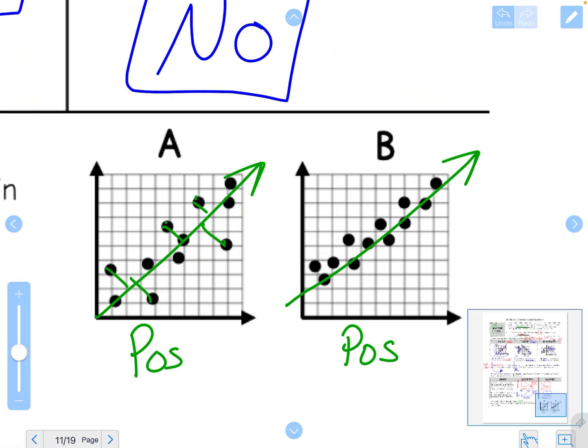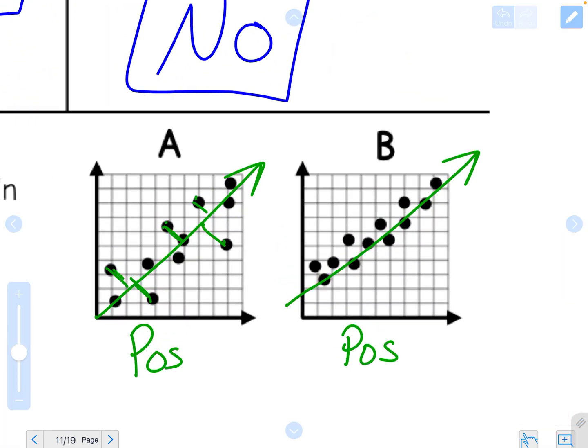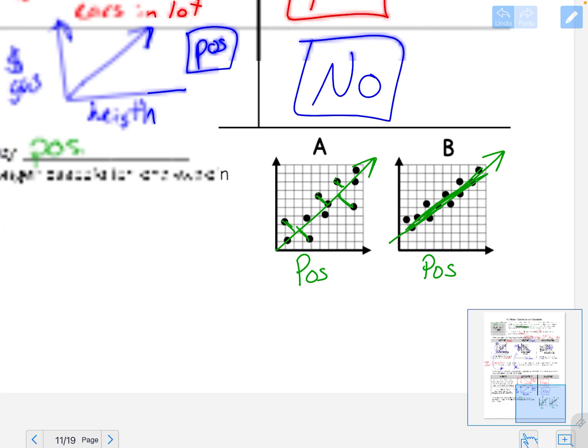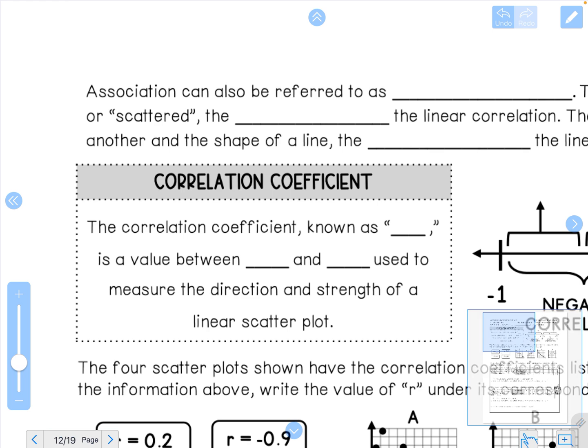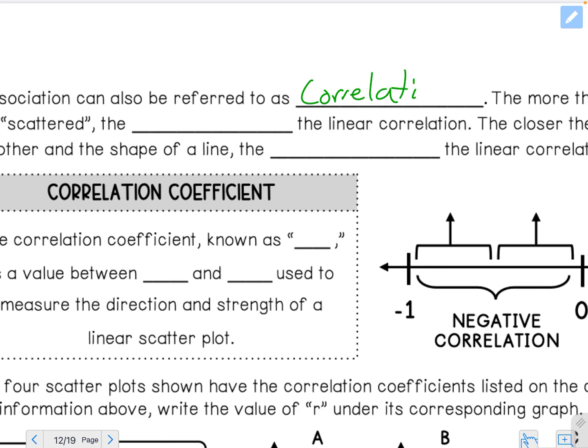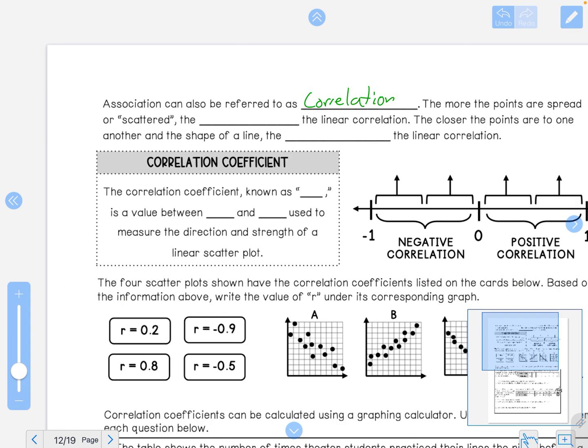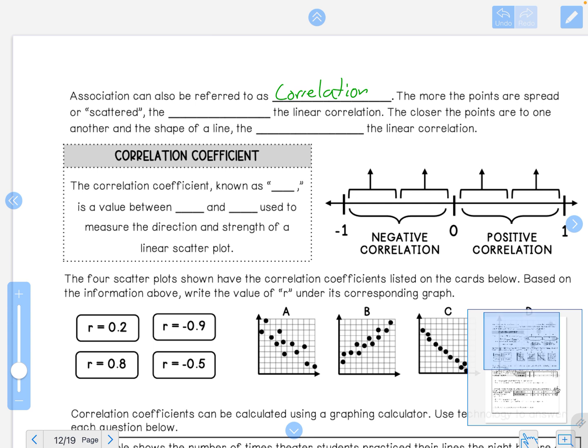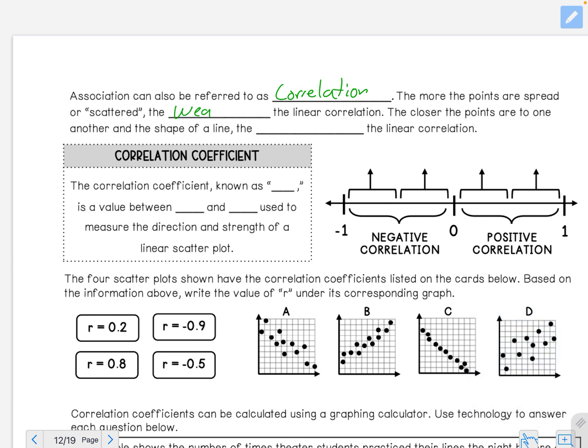And again, I kind of explained it. A's dots are further away, which means it's not going to be as strong, whereas B's are all really close together, so it's going to be stronger. So when we look at association, association can also be called correlation. The more points are spread out or scattered, the weaker our linear correlation is, whereas the closer they are together, the stronger the linear correlation.